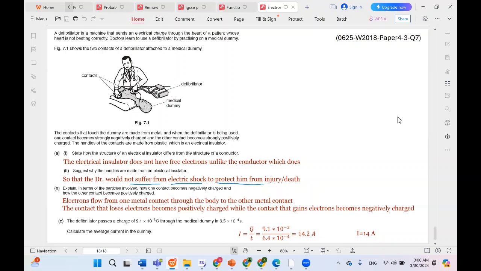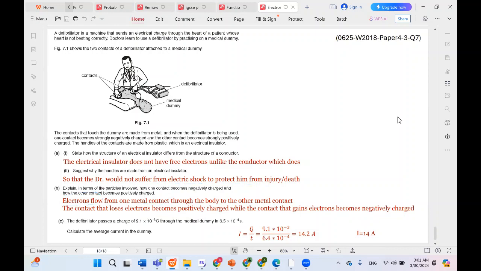In B, we are asked to explain, in terms of the particles involved, how one contact becomes negatively charged and how the other contact becomes positively charged. It is very important to understand and to express that the moving charges are the electrons, not the positive charges. So it's very important to talk about the motion of electrons, not positive charges. So if they move out of one contact, this contact will become positively charged. The one that loses electrons becomes positively charged. And the one that gains electrons becomes negatively charged.